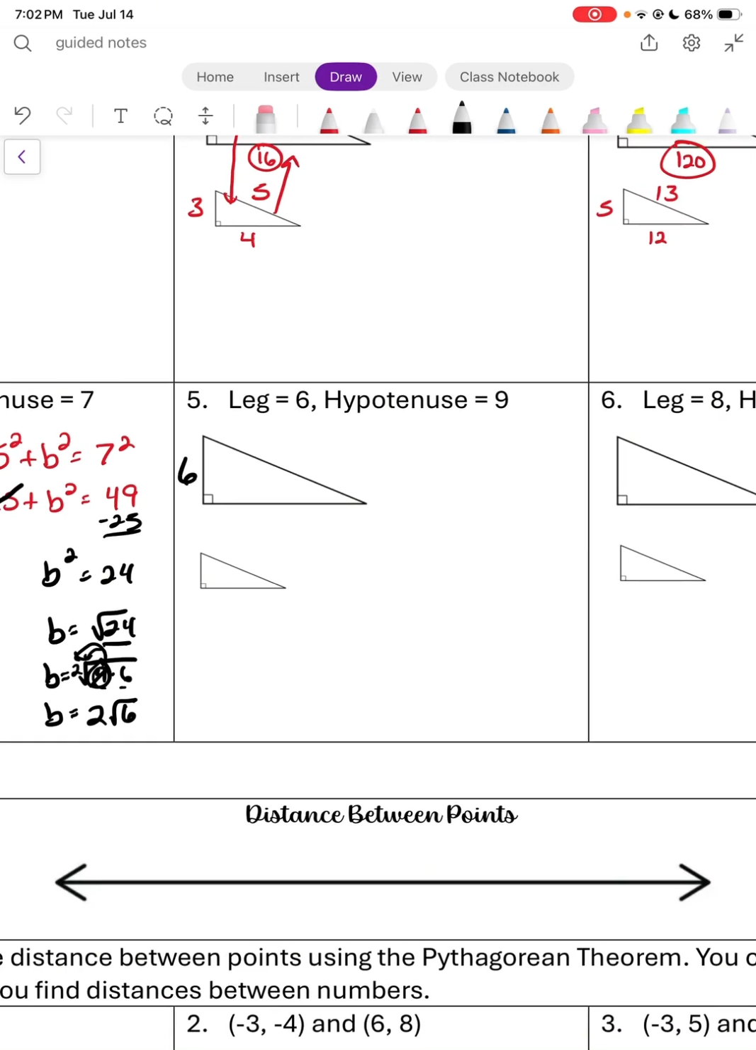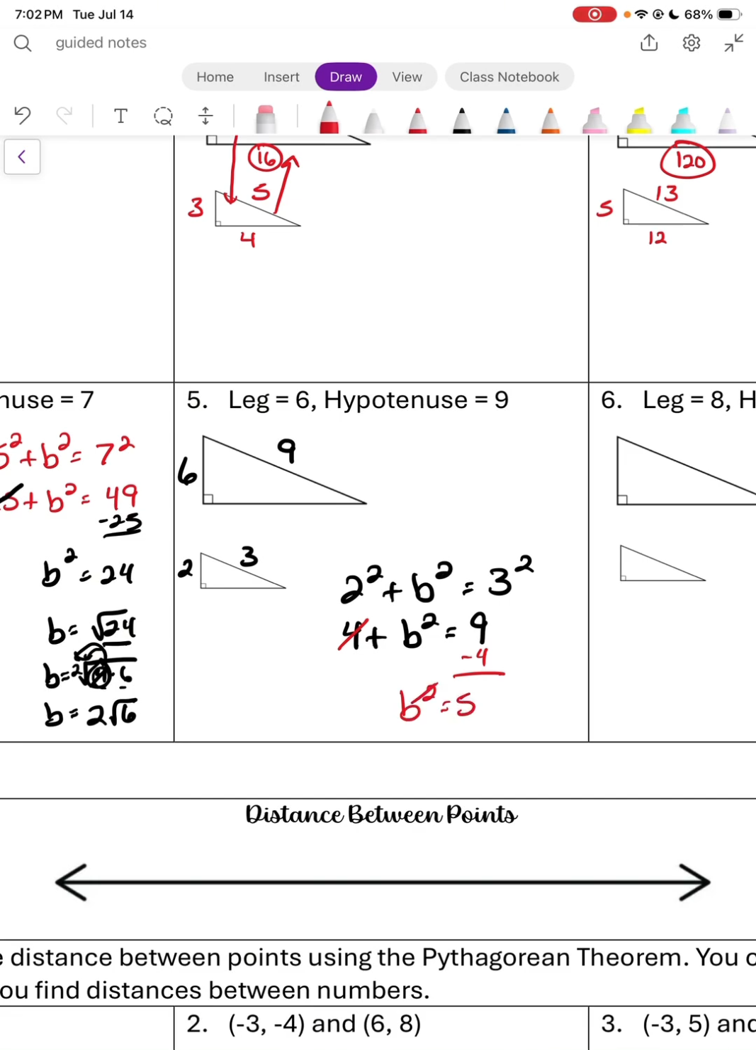One leg is 6, hypotenuse is 9. We're going to divide them both by 3. That gives me a 2 and a 3. Leg squared plus leg squared equals hypotenuse squared. 2 times 2 is 4, plus b squared equals 3 times 3 is 9. To move a positive 4 to the other side, we're going to come over here and do minus 4. B squared is now equal to 5.